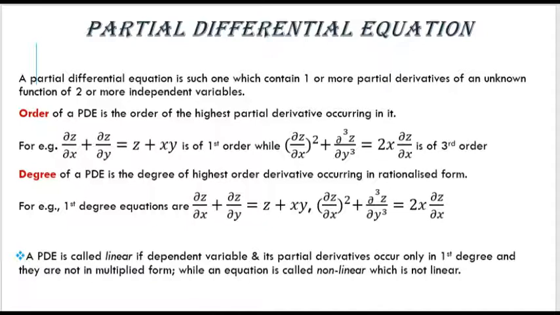And the next point is what is linear and what is non-linear. A linear partial differential equation is one in which the dependent variable and partial derivatives occur only in first degree, and they are not in multiplied form. Such an equation is known as a linear differential equation. A nonlinear differential equation is one which is not linear.